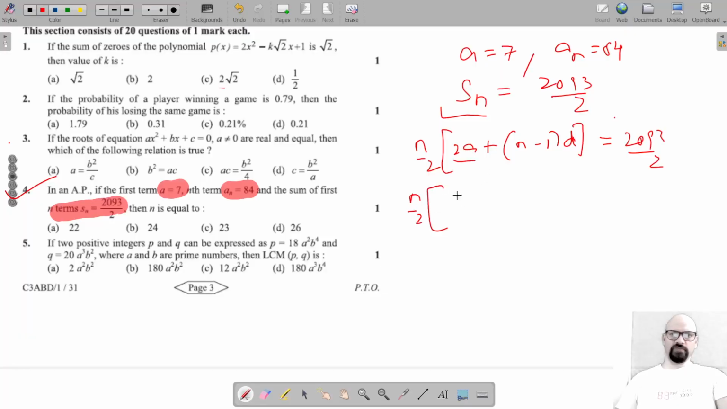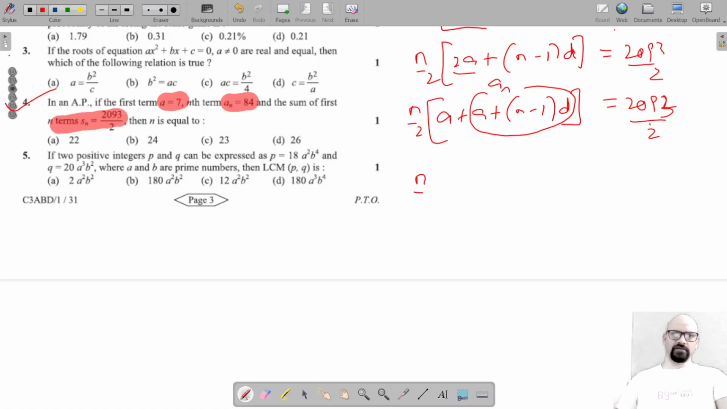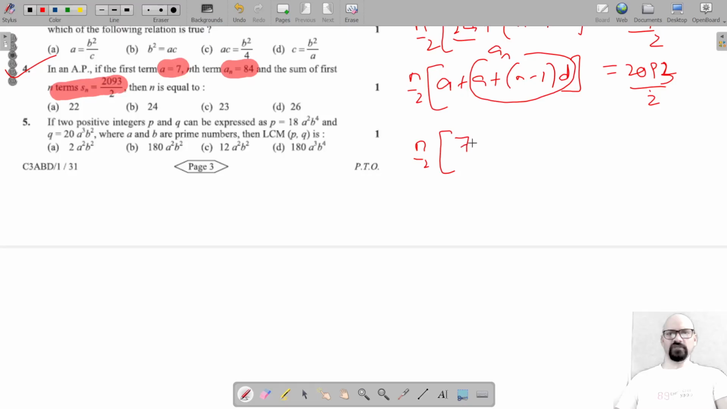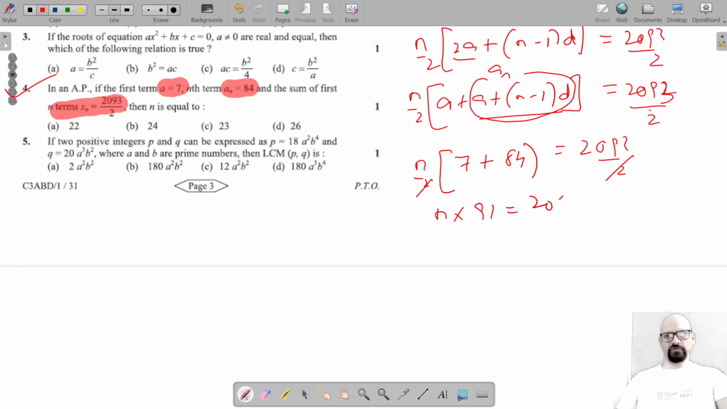Now I can write 2a as a plus a, so that is a plus a plus n minus 1 into d is equal to 2093 by 2. Now a plus n minus 1 into d is the nth term. So the nth term is 84, so I can write here n by 2 and a is 7, so 7 plus the nth term, 84, is equal to 2093 by 2. This 2 and 2 can be striked off. So n into 91 is equal to 2093, and n is equal to 2093 by 91, which gives us the value as 23. So 23 is the answer for part 4.